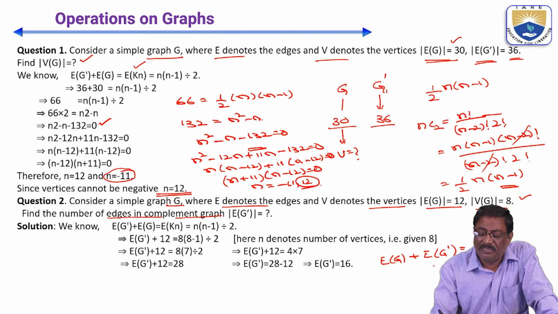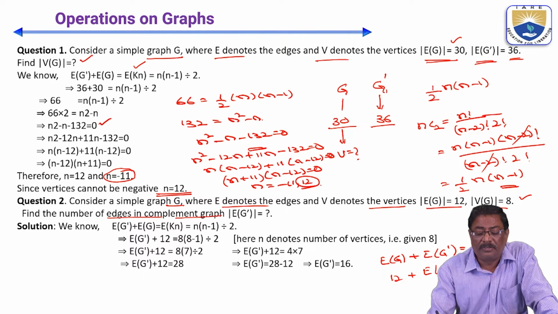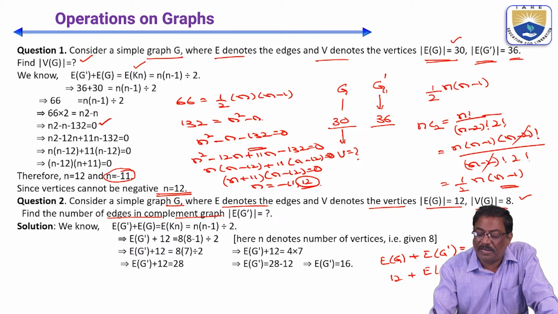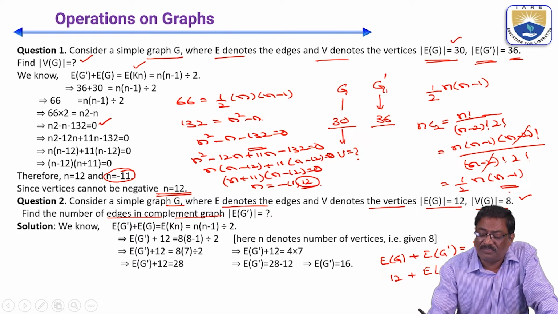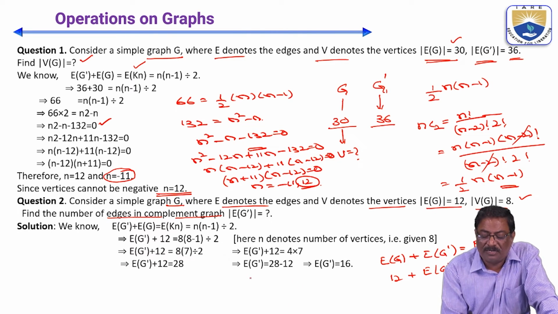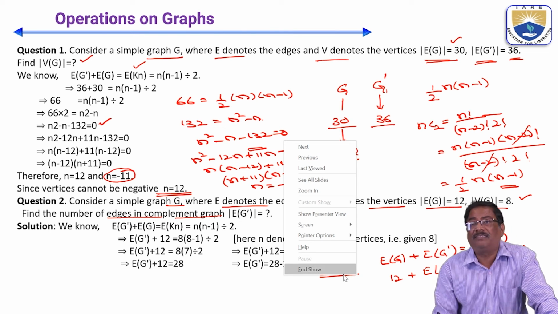Here E of G is given and it is 12. Then E of G dash we have to calculate. The maximum number of edges is half of n into n minus 1, where n is the number of vertices. The number of vertices is also given as 8. So 1 by 2, 8 into 8 minus 1. After simplifying this, the number of edges in the complement is 16.